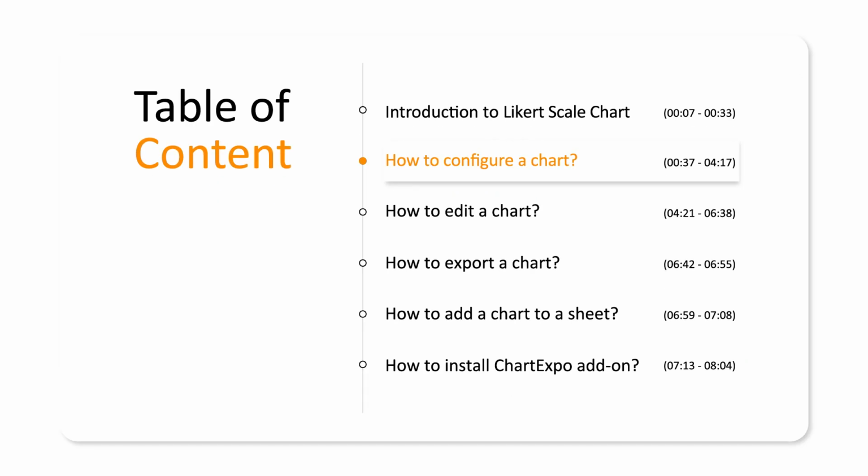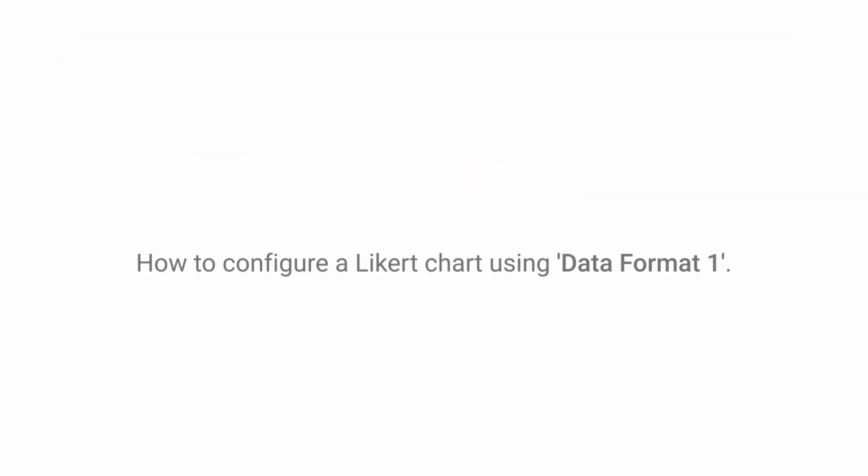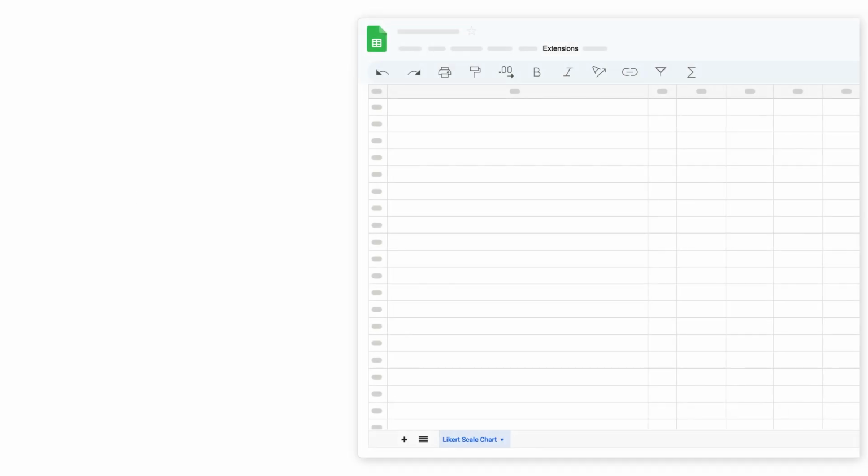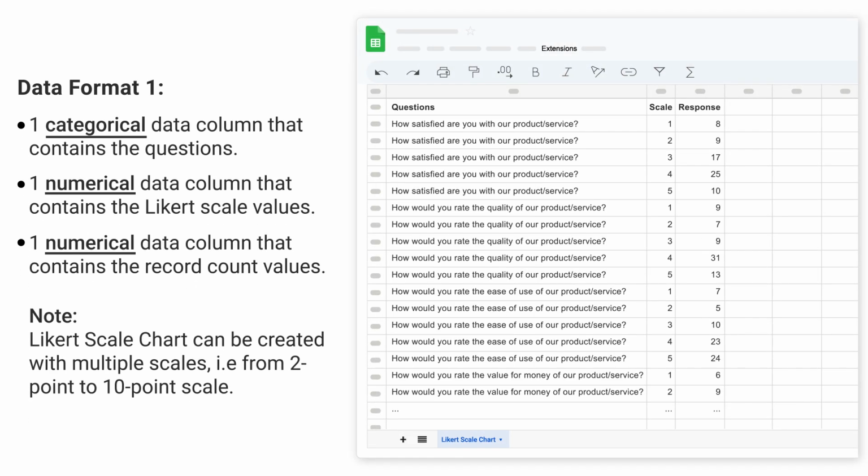How to configure a chart. How to configure a Likert chart using Data Format 1. Data Format 1: one categorical data column that contains the questions, one numerical data column that contains the Likert scale values, and one numerical data column that contains the record count values.